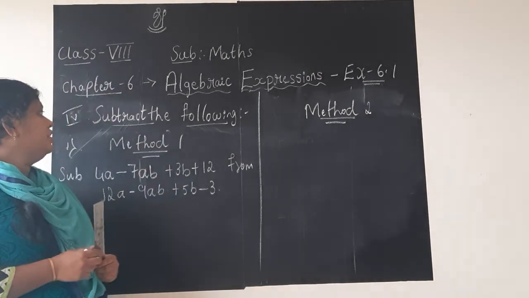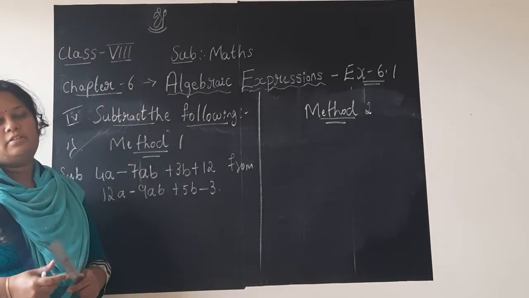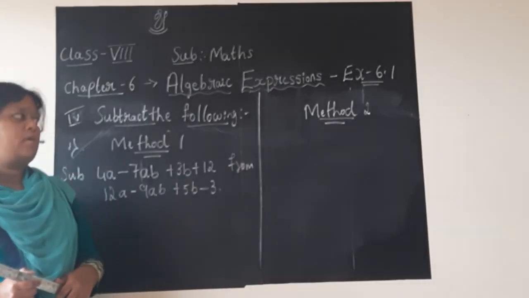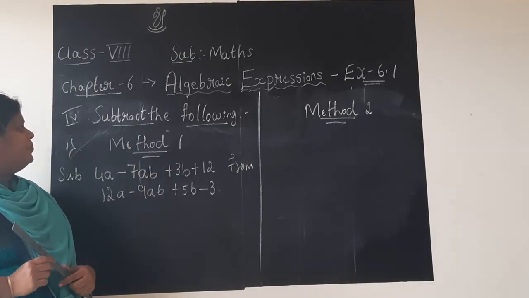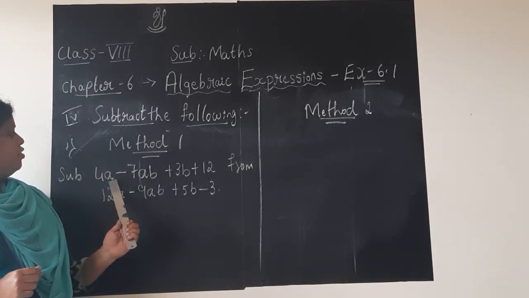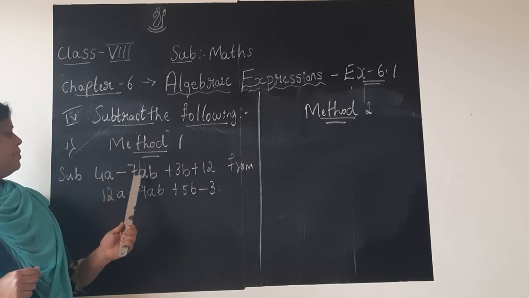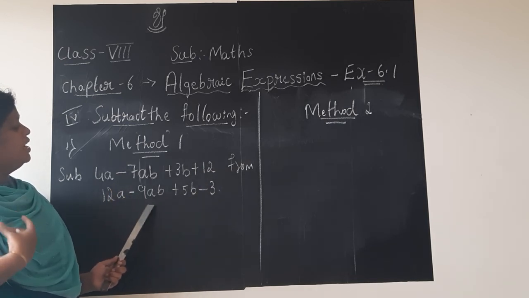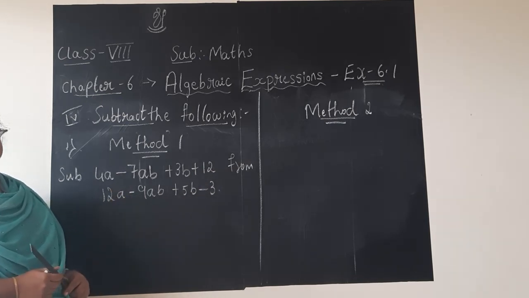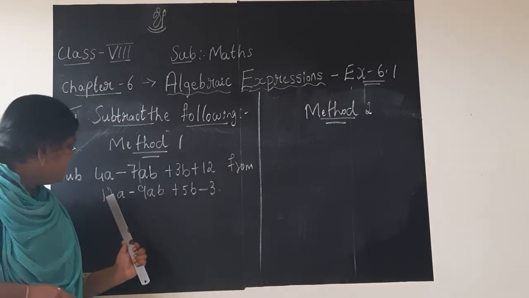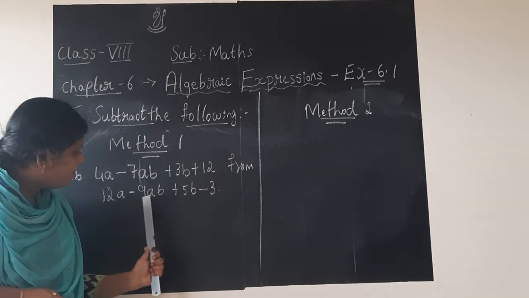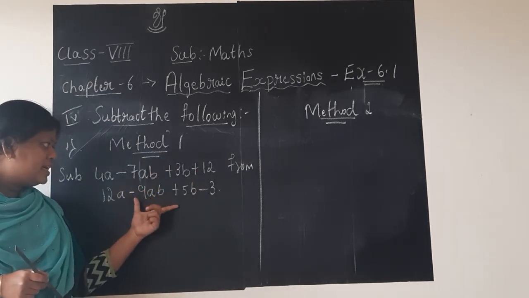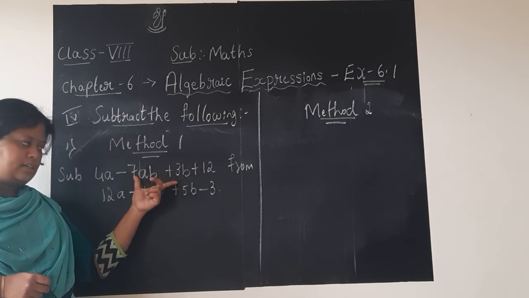Next children, in the fourth main, we have subtract the following. This also you already know, right? Know how to subtract the polynomials. So here, first question is subtract 4a minus 7ab plus 3b plus 12 from 12a minus 9ab plus 5b minus 3. I said you clearly, whatever the terms or expressions written after 'from', that should be written first. So from this we need to subtract this, like this it is, okay now.